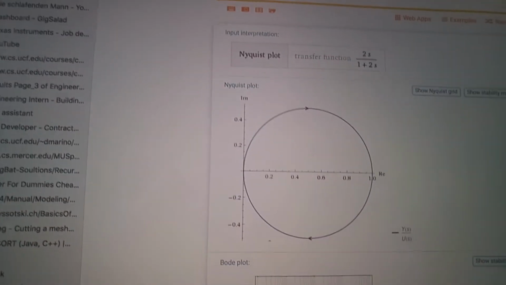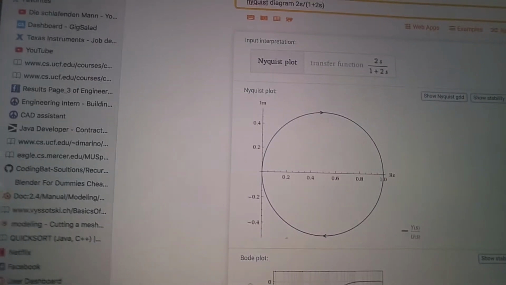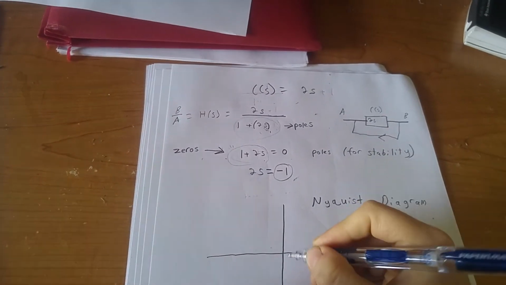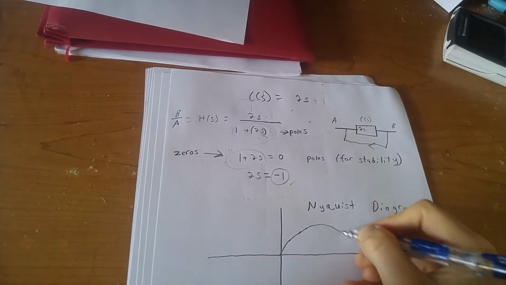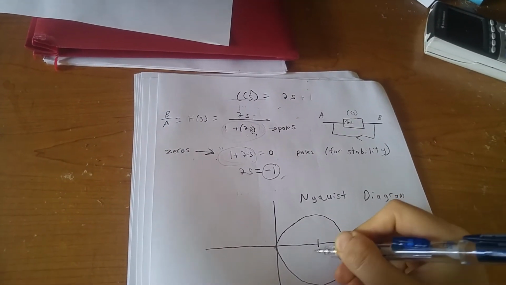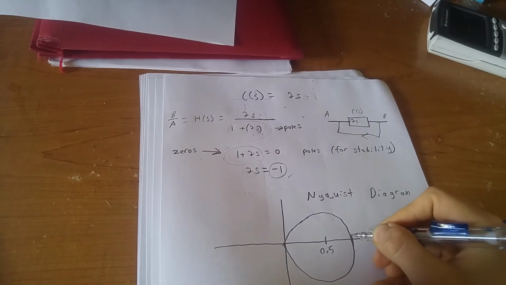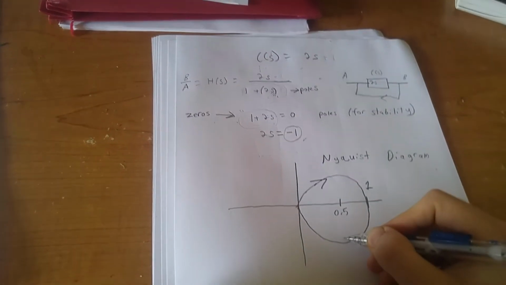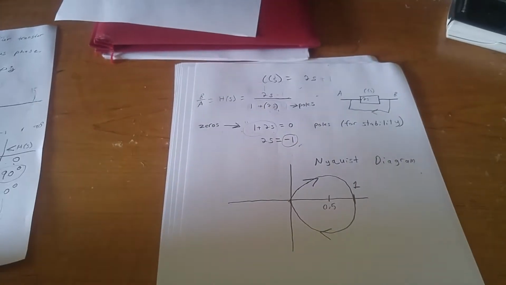Anyway, so I looked up the Nyquist diagram of 2s over 1 plus 2s, and I get this super pretty circle with, looks like a radius of 0.5. Yeah, it is. Cool. So I get this circle, and it loops around. Radius of 0.5, diameter of 1. My apologies for my bad drawings. This is a 1, and it goes this direction. Is this system stable or not?